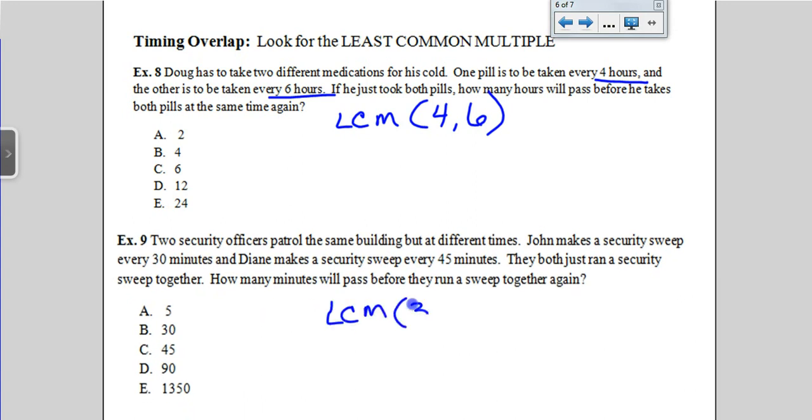of 30 and 45. And if you start thinking about multiples of 30, you have 30, 60, 90, 120. And the multiples of 45 are 45, 90. I'm going to stop there because I think I already have my answer. The answer is 90. But you can easily do this on the calculator using the same math menu function I just showed you in the last problem.